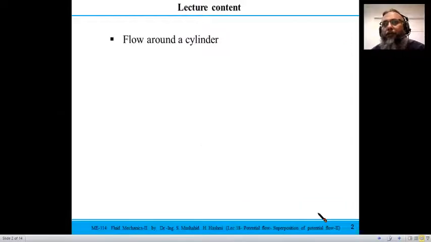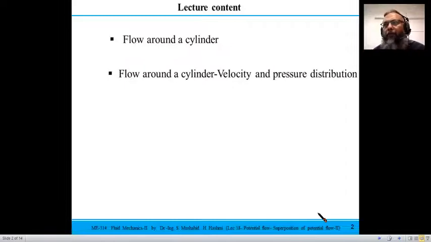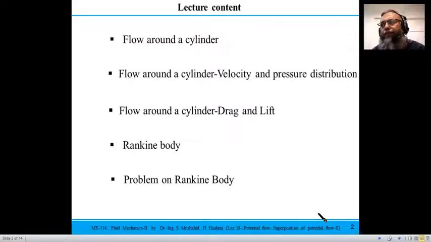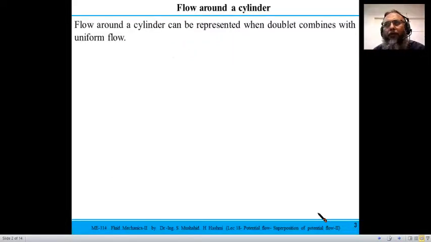Today we will go into the flow over a cylinder. By combining the doublet with the uniform flow, we will end up with the flow over a cylinder. And then we will work out the velocity distribution and the pressure distribution in that. And we will work out the forces acting in the horizontal and vertical direction. We call it drag and lift, when there is a fluid flow taking place over a cylinder. Then we will go into the Rankine body, and we will solve problems based on the Rankine body. So this is today's lecture content.